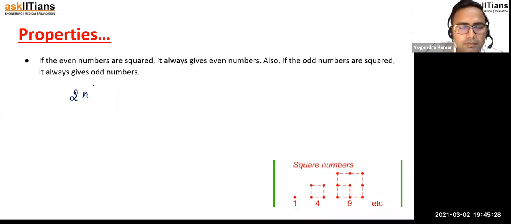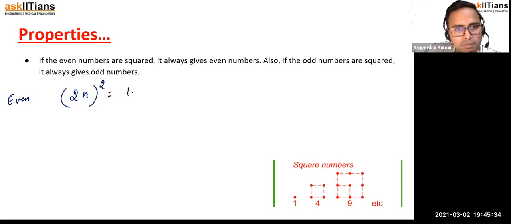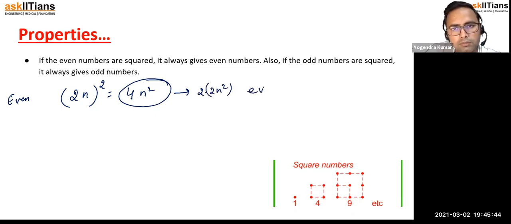Suppose 2n. An even number is of this format. So what will it give me? 4n square, which will be 2 times 2n square, which is even.